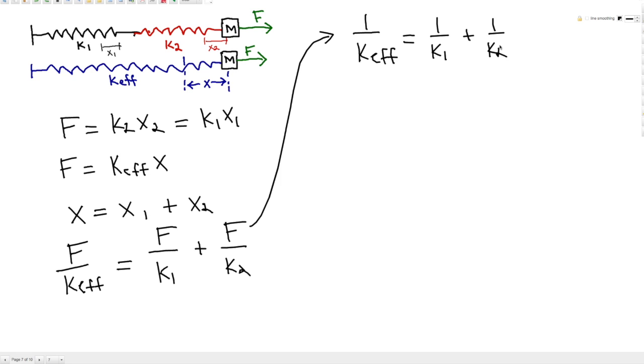Okay, great. I could take this one step further. K effective, if you put things on a common denominator, you're going to find is K1 multiplied times K2 divided by the sum.